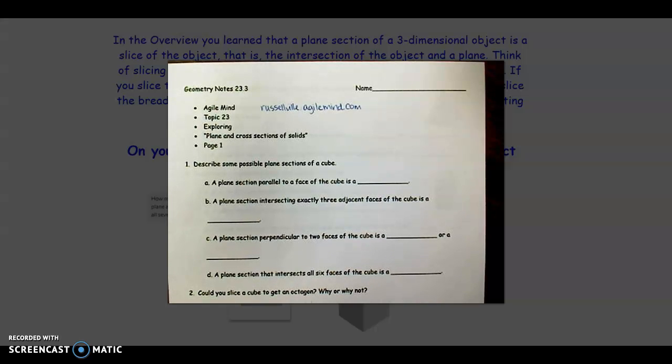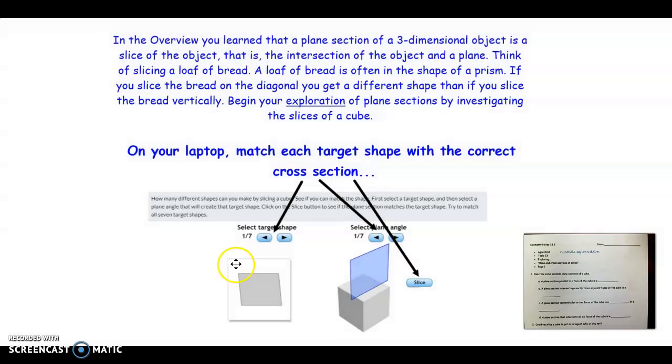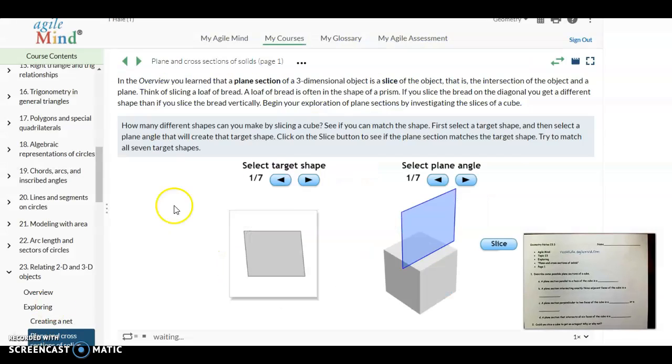Once you're on Agile Mind, you will go to geometry, of course, topic 23, exploring, and the section we're in is plane and cross sections of solids, and you'll go to page 1. This is what your animation will look like, and I'll just get you started on here.